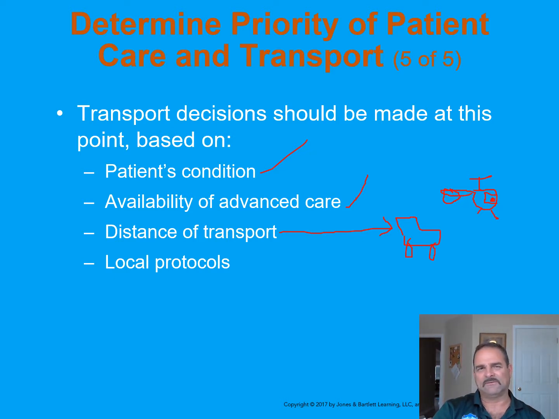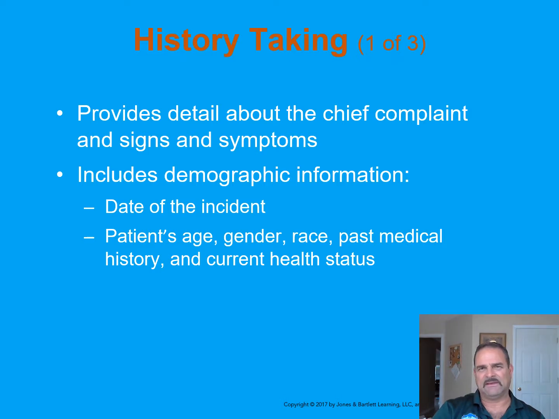Priority of patient care and transport. History taking, big stuff, man. It provides detail about the patient's chief complaint. It includes a lot of demographic information: the date of the incident, the age, the gender, the race, past medical history, past surgical history, and past psychiatric history. I asked all that. And then what their current health status is. Are you a well person or are you a sick person? Ask them. It's okay. There's no harm in asking questions. This is the only way you're going to get answers. And like I said earlier, you are playing the detective. You got to put the hat on. You got to get the information so you can figure out what's wrong with the patient and how you're best going to help them.